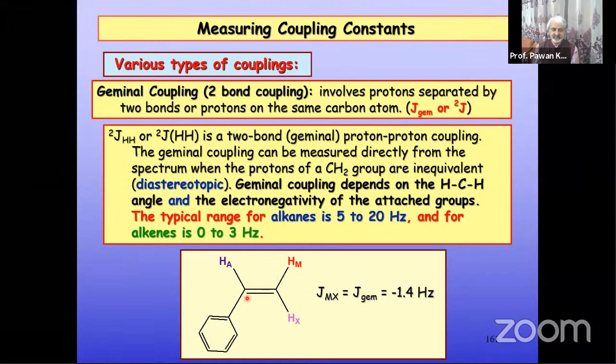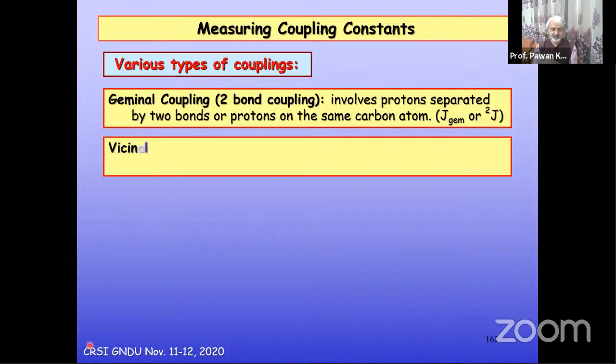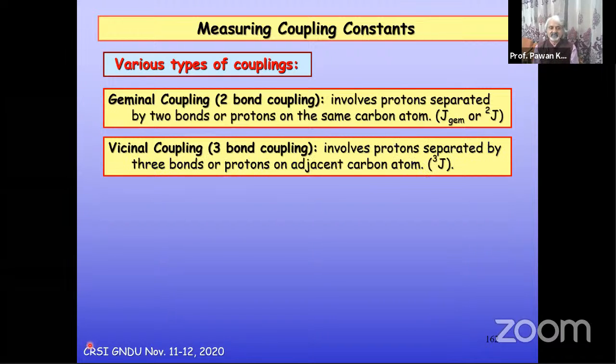For example, here in the case of this alkene, JMX is equal to Jgem. So it is a geminal coupling. We can denote it by Jgem, or by 2J, where 2 is a superscript on the left. Here Jgem is equal to minus 1.4 hertz. So it can be positive as well as negative. But when we study NMR as a tool, we do not take its sign into account. We only take its magnitude.